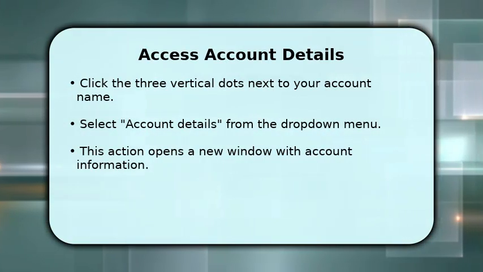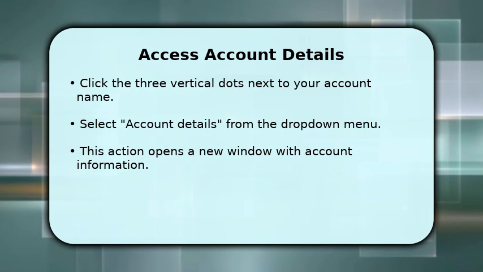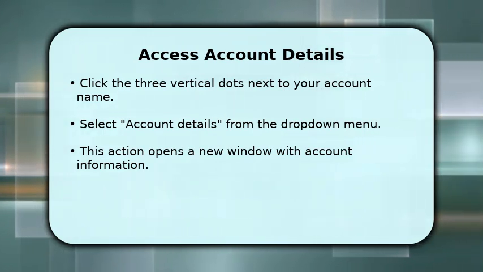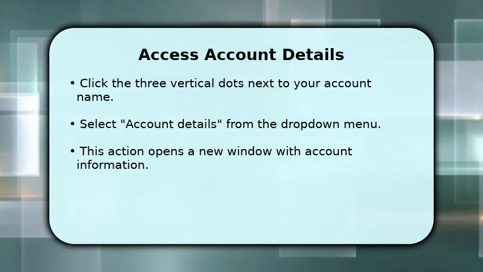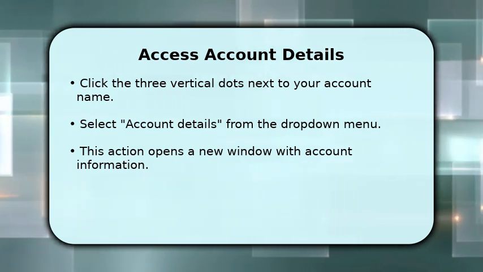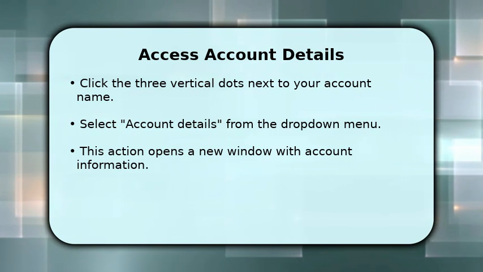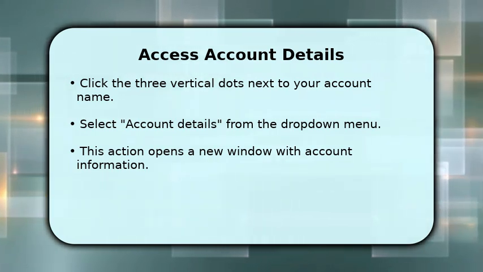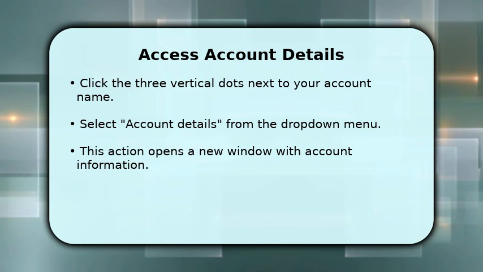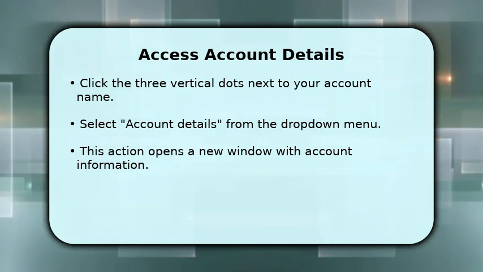Once you are logged in, locate the three vertical dots positioned next to your account name within the MetaMask interface. Click on these dots to reveal a drop-down menu. From this menu, select the option labeled Account Details. This will open a new window, presenting you with various details related to your selected account.